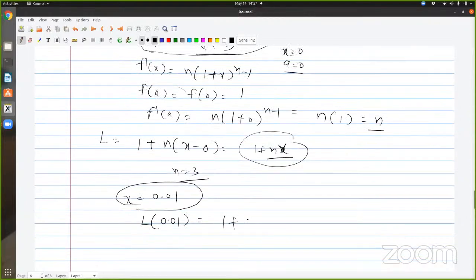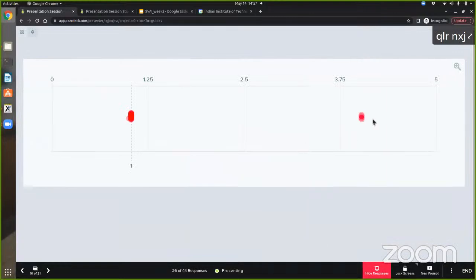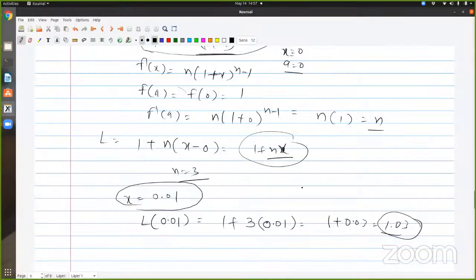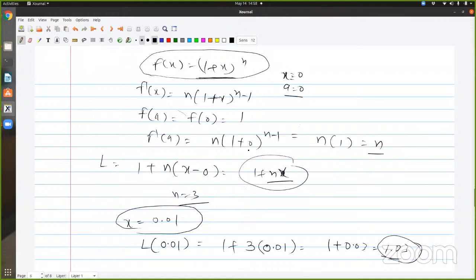So n is equal to 3 here, x is equal to 0.01 here. Okay, so we get 1 plus 0.03, 1.03. This is what you should be getting. Yeah, many students have done it incorrectly. So you have to note which was the function that was used to approximate.